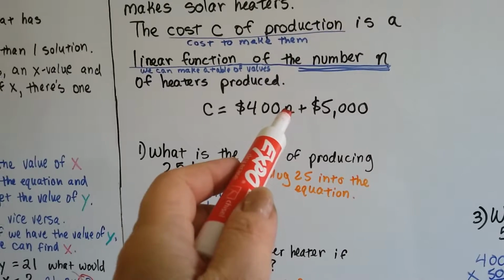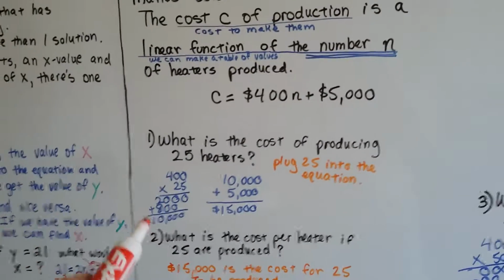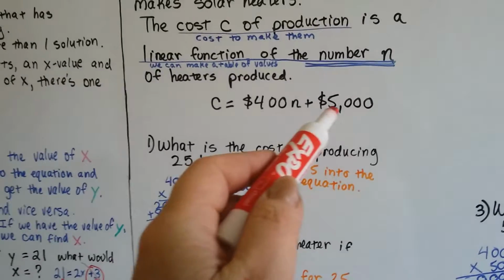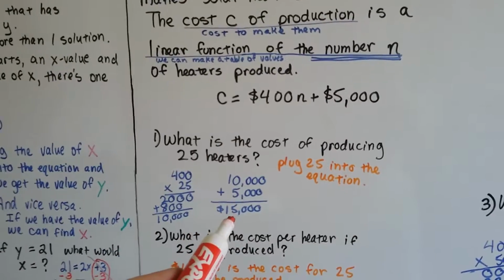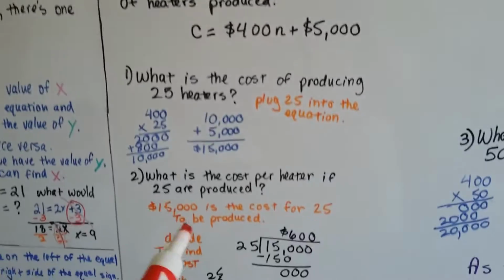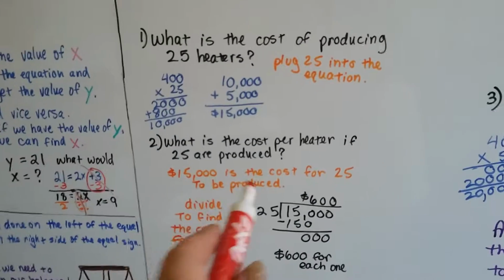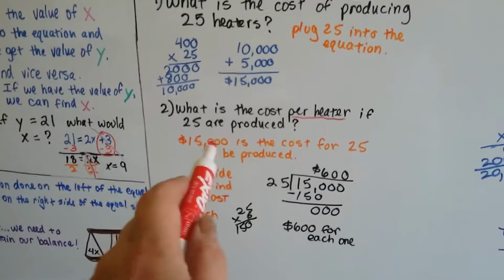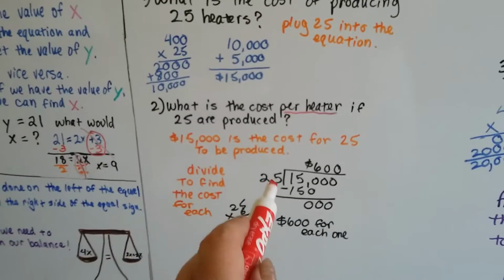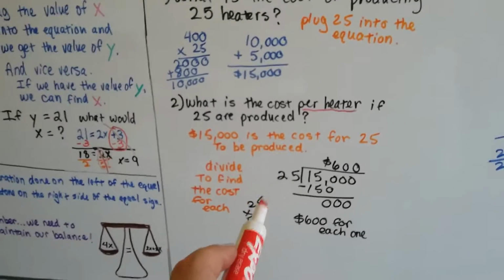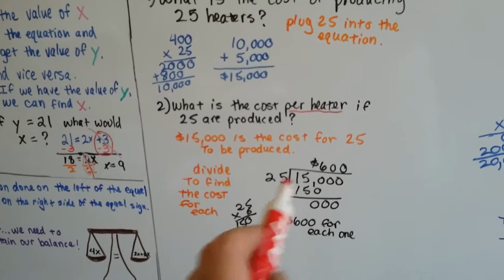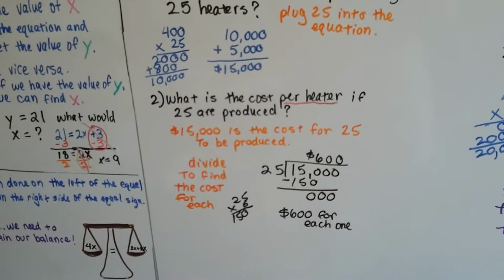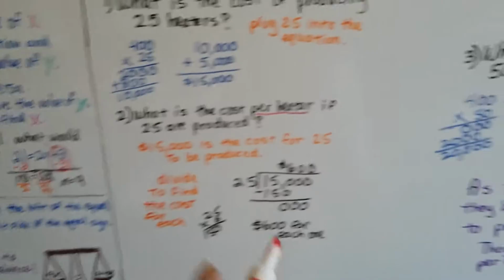Well, we put the 25 where the n is and do 400 times 25 and get 10,000. We still need to add this 5,000 and we get 15,000. What's the cost per heater? See, per heater? That means we have to take the total 15,000 and divide it by 25 to get the unit cost of each heater. We do the long division and it comes out that it's $600 for each one.